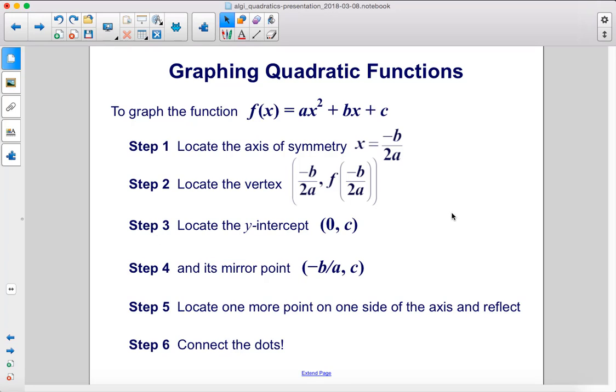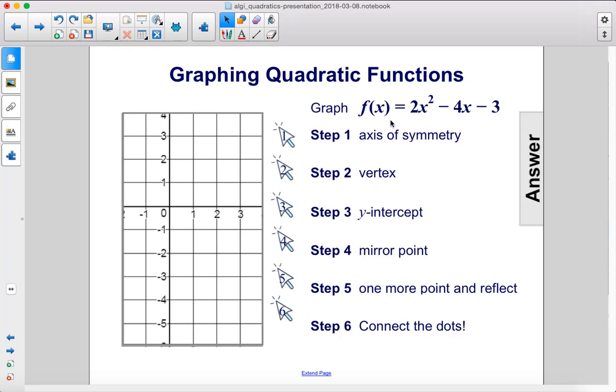That is where the function will go through the y-axis. Step 4, and its mirror point. So across the axis of symmetry, we'll have the mirror point at negative b over a, comma c. Step 5, locate one more point on one side of the axis and reflect it. And then step 6 is connect the dots.